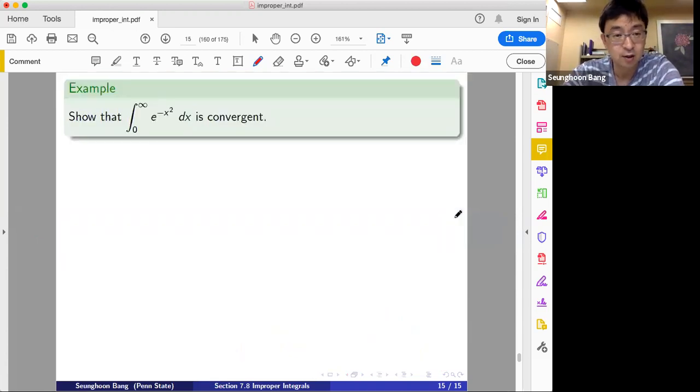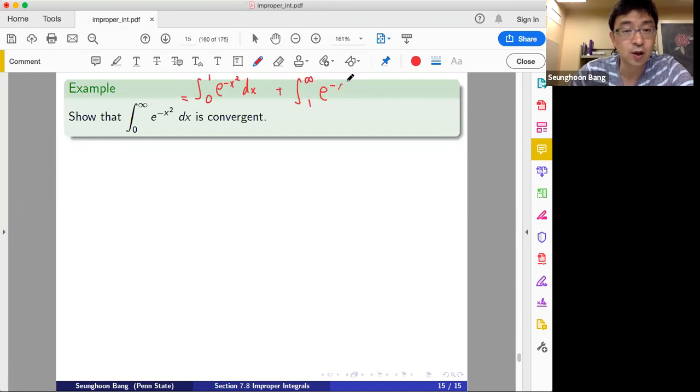So we can try this. This improper integral is convergent. How can you prove this one? This is the best way. You can split it into two integrals. One is the definite integral from 0 to 1 of e to the minus x squared dx, plus the integral from 1 to infinity of e to the minus x squared dx. One more thing: this is always convergent, right? This is exactly a finite number. You don't need to calculate.